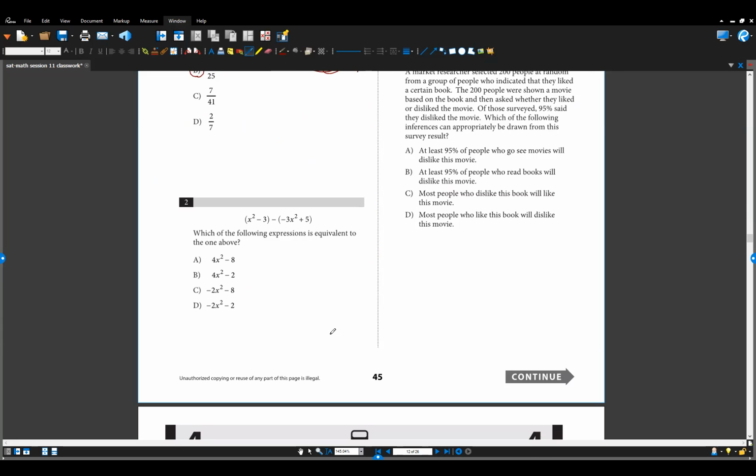All right. Number 2 is not hard. Let me see. x squared plus 3x squared, 4x squared, what is the constant? Negative 8, right? Choice A is the answer.